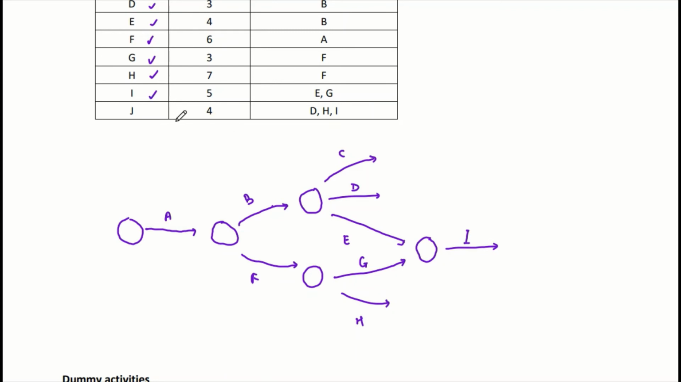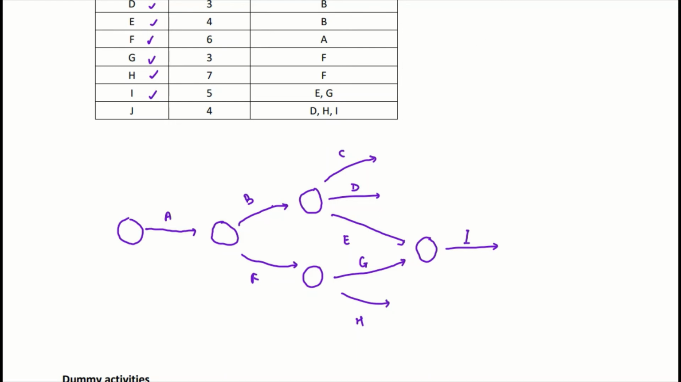So J. J can commence after D, H, I are completed. Alright, so same thing here. You see, we didn't draw the node here, the checkpoint yet, right? Because D, H, I should share the same checkpoint as well, because that checkpoint indicates the completion of these three tasks and you can start task J.